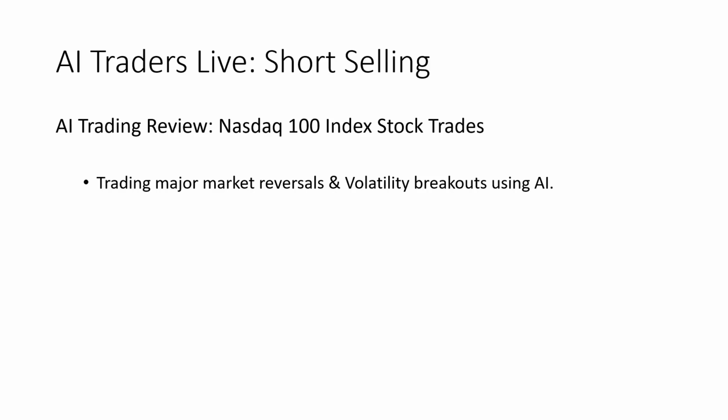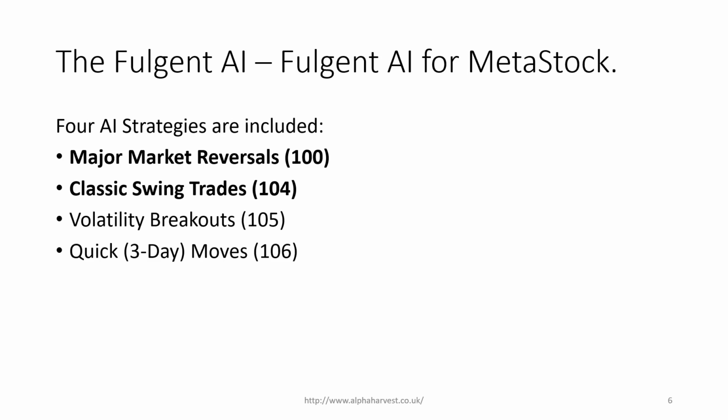We're going to look at the Nasdaq 100 stocks. We're going to use two artificial intelligence trading strategies, major market reversals and volatility breakouts. These are part of a library of four major AI strategies that we have on the Metastock platform.